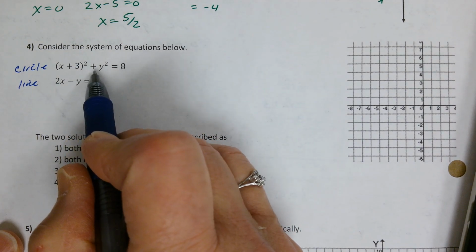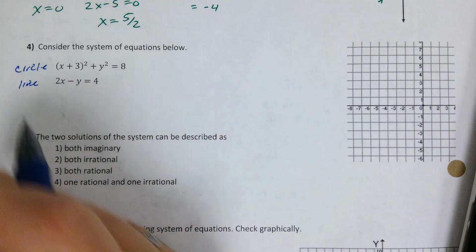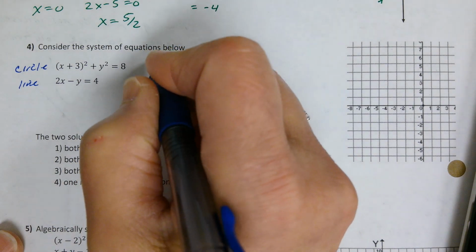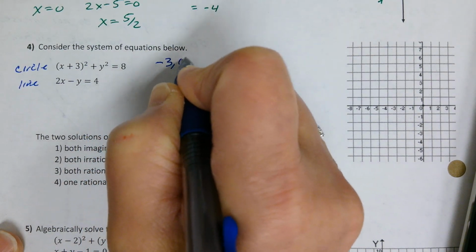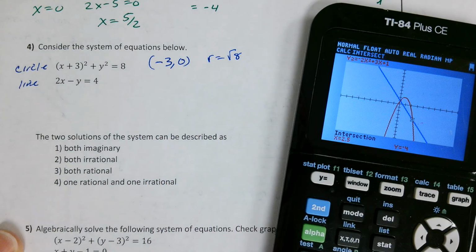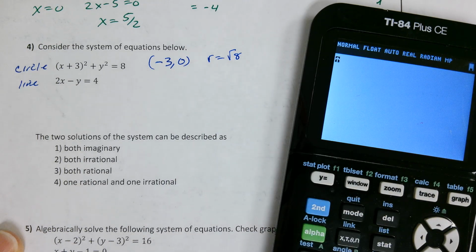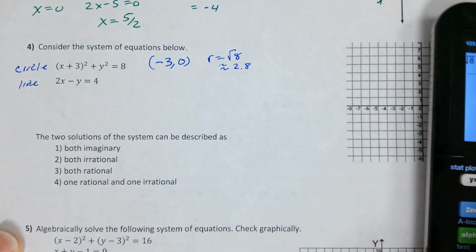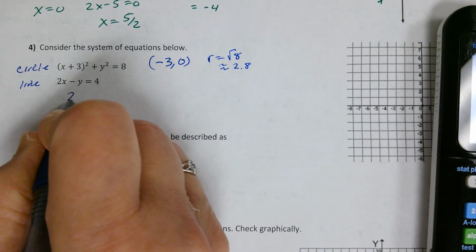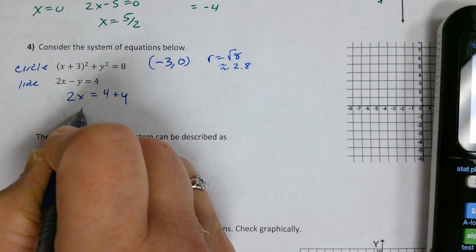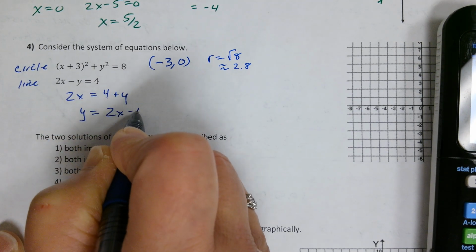Well, let's see. For our circle, I don't want to algebraically solve this whole thing, right? So for our circle, we have a center of negative 3, 0, and a radius of the square root of 8, which is equivalent to 2.82. So approximately 2.8. Our line, if I add y, I have 2x equals 4 plus y, and then subtract 4. So y equals 2x minus 4.